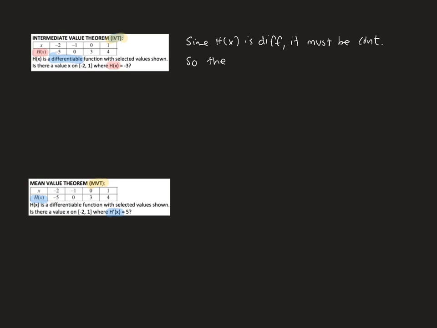So the IVT applies. What you have to do when you use the IVT is you have to look at the value you're trying to prove. So I'm looking at this -3. And -3 has to fall within one of these subintervals. If you think about it, it makes perfect sense.